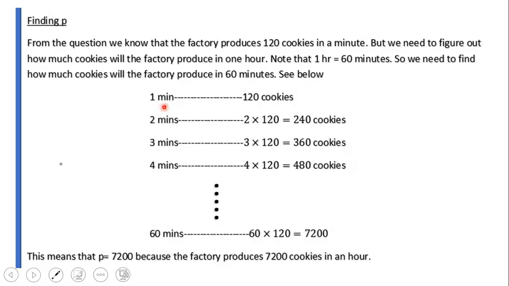See below. In 1 minute, the factory produces 120 cookies. Therefore, in 2 minutes, the factory will produce 2 times 120 cookies, which is 240 cookies. And in 3 minutes, the factory will produce 3 times 120 cookies, which equals 360 cookies. And in 4 minutes, the factory will produce 4 times 120 cookies, which is 480 cookies. Continuing in this manner, we can deduce that in 60 minutes, the factory will produce 60 times 120 cookies, which equals 7,200 cookies. This means that p equals 7,200 because the factory produces 7,200 cookies in 1 hour.